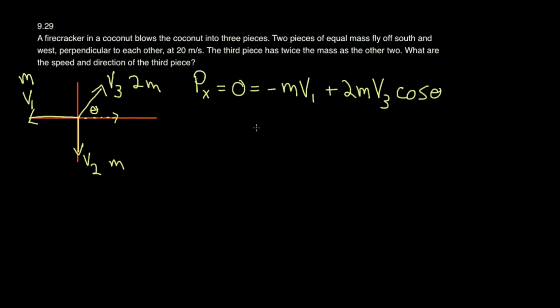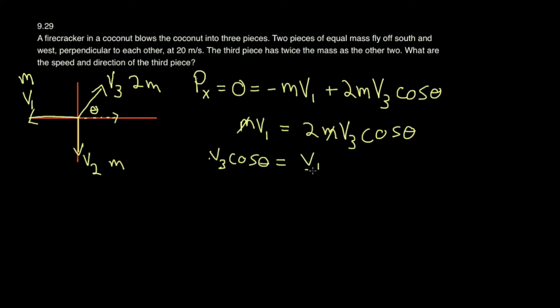And so if we rearrange this, we get m v1 is equal to 2m v3 cosine theta. And if you notice, these m's will cancel out. If we divide both sides by 2, we get v3 cosine theta is equal to v1 over 2.